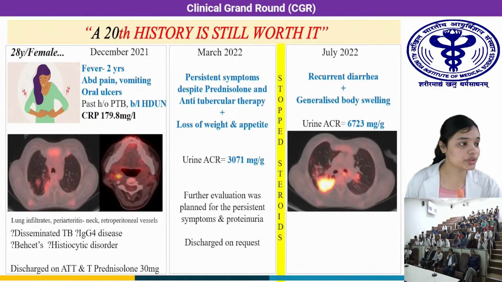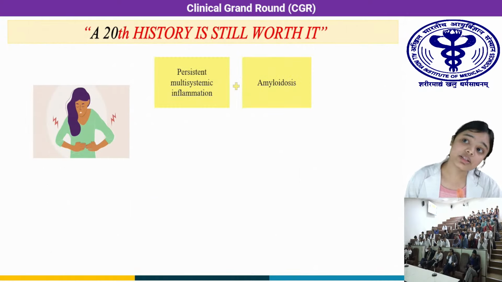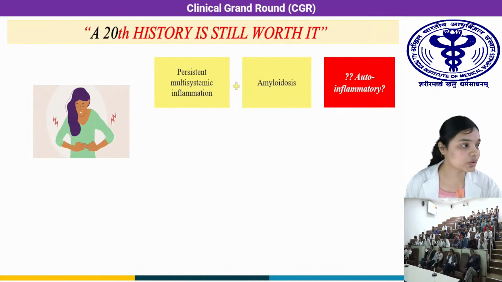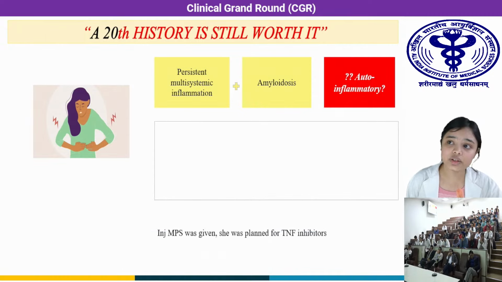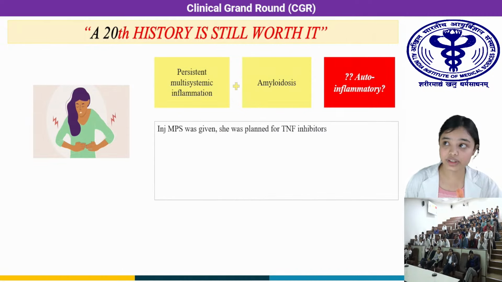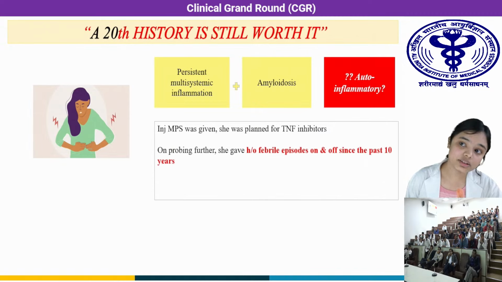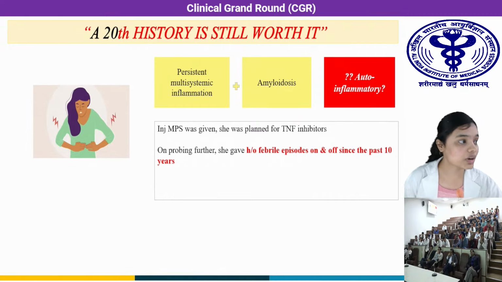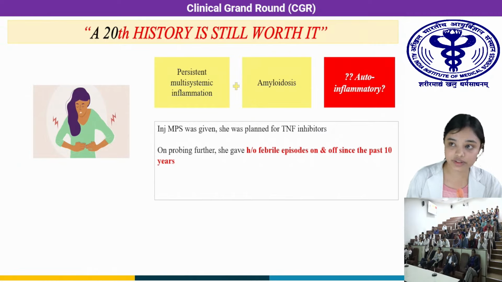We repeated an FDG PET scan, which showed an increase in the lung infiltrates. A subsequent renal and sigmoid biopsy done showed AA amyloidosis. So since this patient had multisystemic inflammation and amyloidosis, we had a suspicion of autoinflammatory syndrome. She was started on methylprednisolone and was being planned for TNF inhibitors. And now in her third admission, on repeated probing, she gave history of febrile episodes on and off since the past 10 years, contrary to what she had told initially, and this further increased our suspicion of autoinflammatory syndrome.